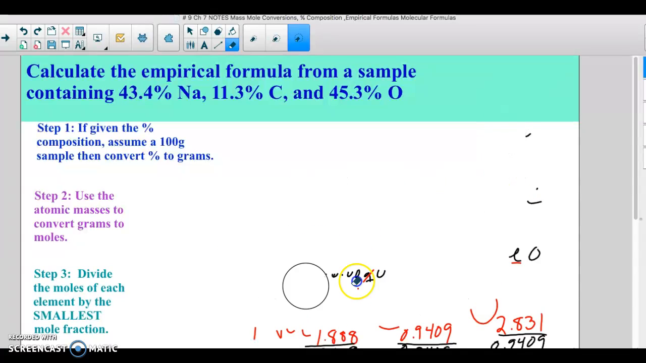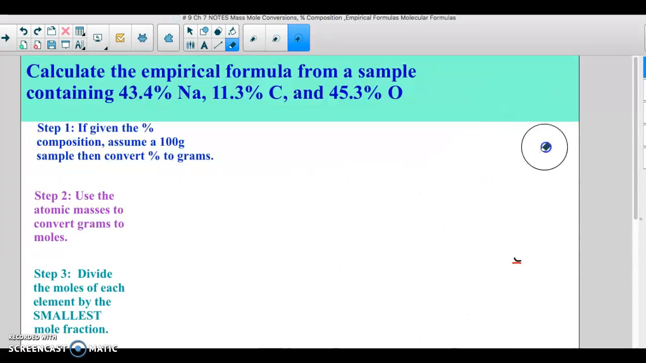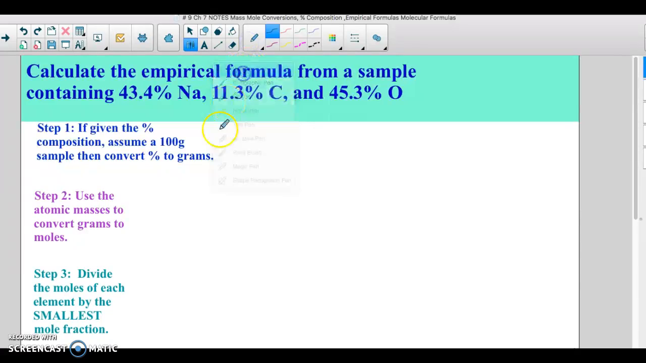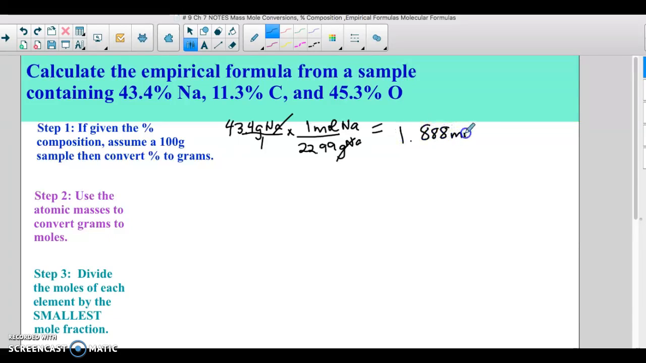For this problem, you can see that we have the percent composition of the elements in the compound. If you hadn't been given these, you would have to calculate them. So we're going to take the percent and assume that we have a 100-gram sample. So 43.4 now would be that many grams of sodium, and we're going to convert that to moles. 22.99 is the molar mass, the mass of 1 mole of sodium. This cancels, and I end up with 1.888 moles of sodium.